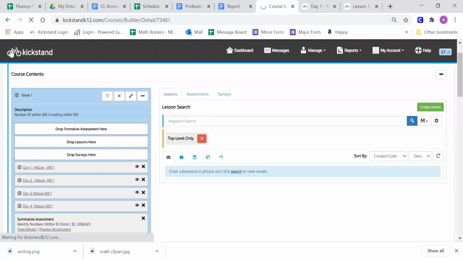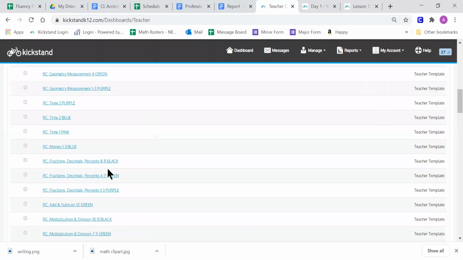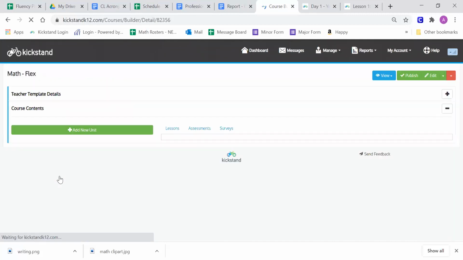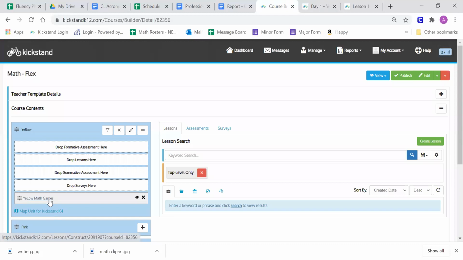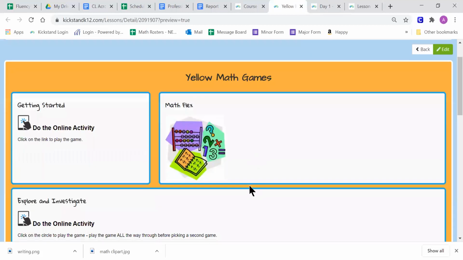And our last course is the Flex course. And this one's also structured just a little bit differently. This one encompasses all grade levels, but it's split up by the grade levels, which we do by color. So under yellow, each one only has one lesson, and this is the links to the math games, and these are direct links that students don't have to use the sign-in for.